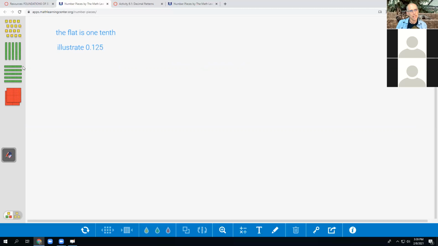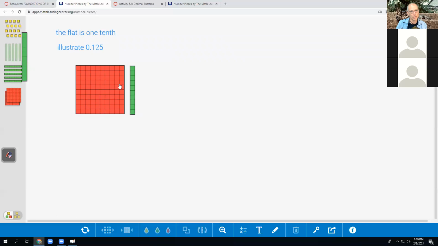So if a flat is a tenth, this is the 1/10 here. And then I have 2 hundredths, so this must be 100th, and I can have 2 of them. And then the smaller piece is going to be 1,000th, so I can put in 5 of those. So this would be an illustration, if a flat is 1/10, of 125 thousandths.